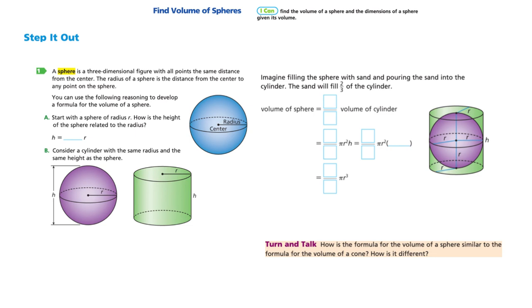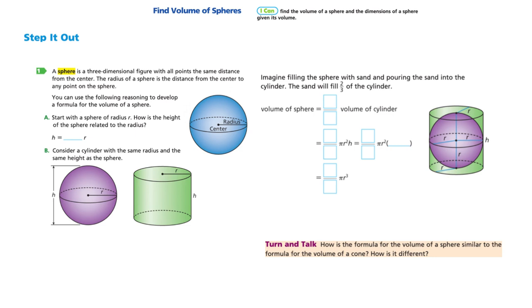All right, so let's look at number 1. It says a sphere is a three-dimensional figure with all points the same distance from the center. The radius of a sphere is the distance from the center to any point on the sphere. So they show you this, but the radius is also from the center to here, the center to here, and so on. So any point from the center to the edge, or any line or segment from the center to the edge, is the radius.